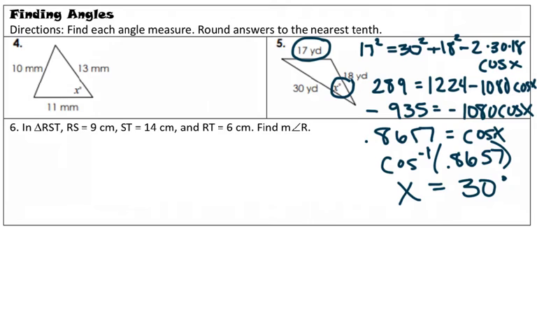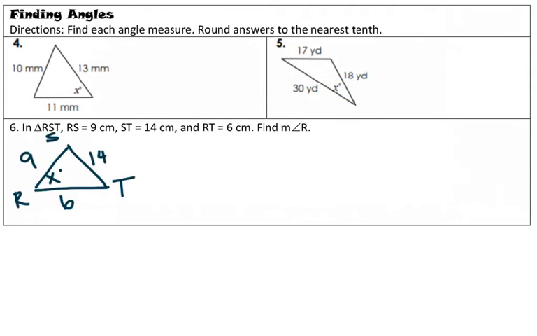Alright. So for number 6, you're not given a picture, but you have the ability to draw a picture. I want you to pause the video and draw the picture in 1, 2, 3. Okay, now I want you to go ahead and write the equation using the law of cosines. See if you can do that. Try that in 1, 2, 3.